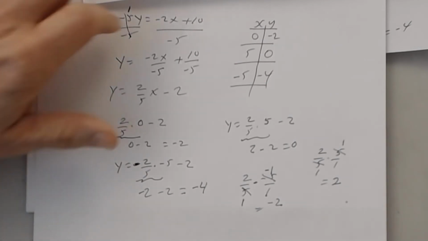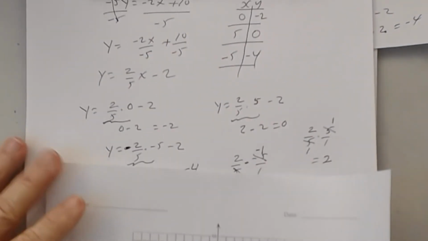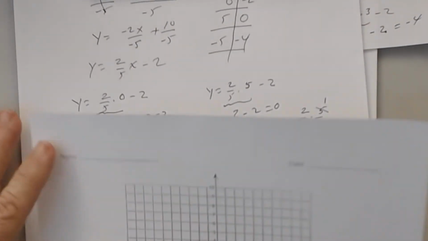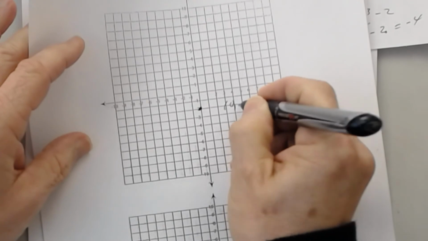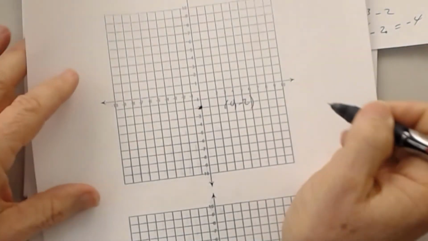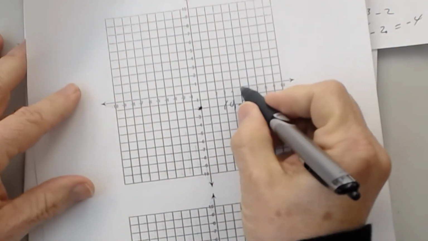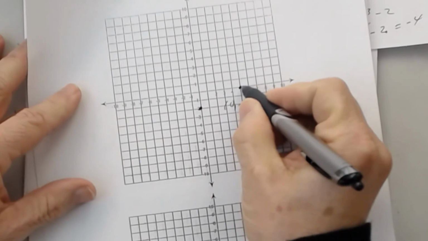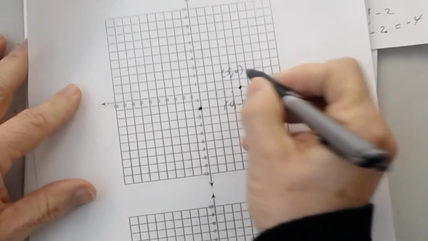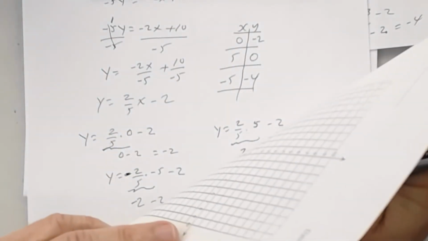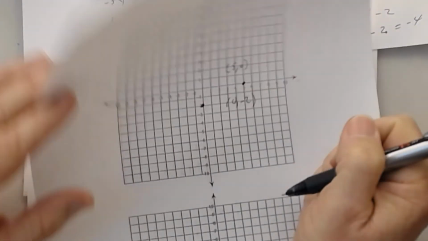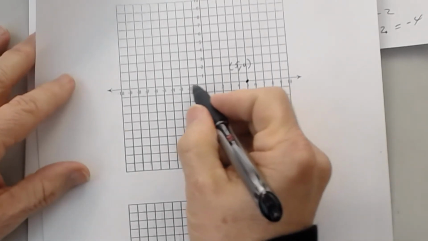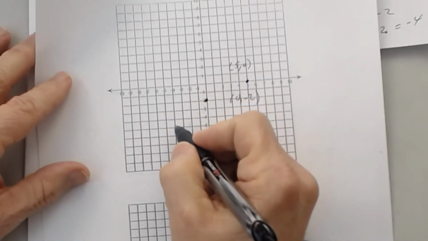And so you plot those 3 points. So 0, negative 2 is here. 5, 0 is on the positive x-axis. That's here. And then negative 5, negative 4 is in the third quadrant. That's here.